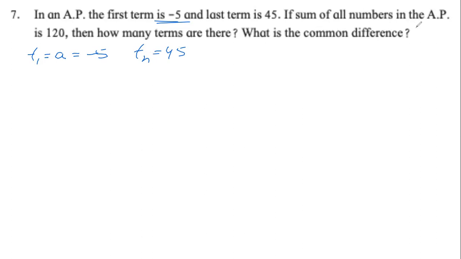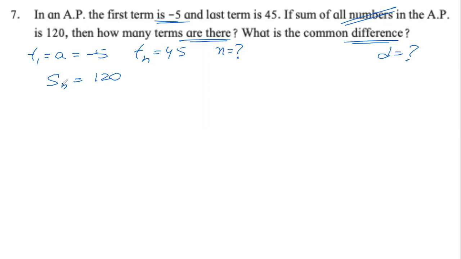If sum of all numbers, not numbers, it should be terms. If sum of all terms in the AP is 120, right? So Sn equals to 120. How many terms are there? Clearly, n equals to question mark. Also, what is the common difference? So D equals to question mark. These are the two things that we need to find.